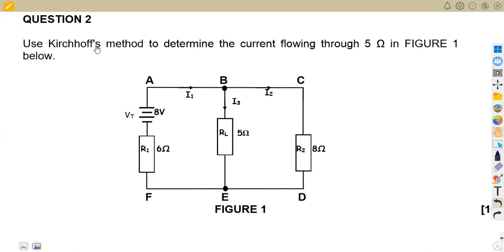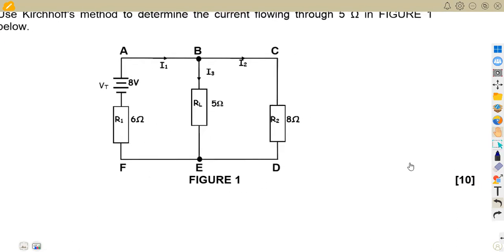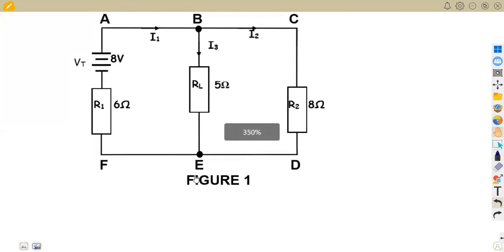We are going to focus on this question paper, August 2015, whereby we are being asked to use Kirchhoff's method to determine the current flowing through the 5-ohm resistor. So we've got the 5-ohm resistor in this Fig 1 that we have here, that is 10 marks for everything. All right, so let us try and see.